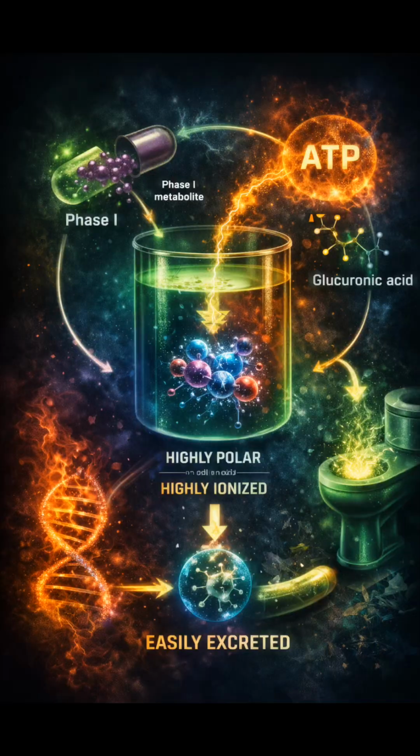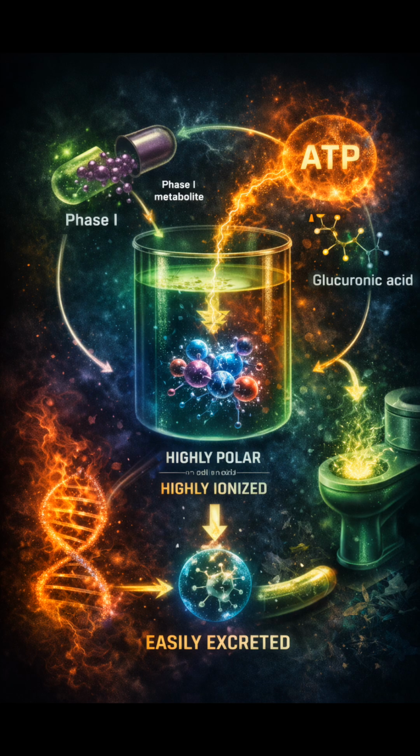Till now, we only modified drugs. But modification is not enough because the body has one final goal: to eliminate them. That's where we enter phase 2 of biotransformation. It's also called synthetic or conjugation reactions.